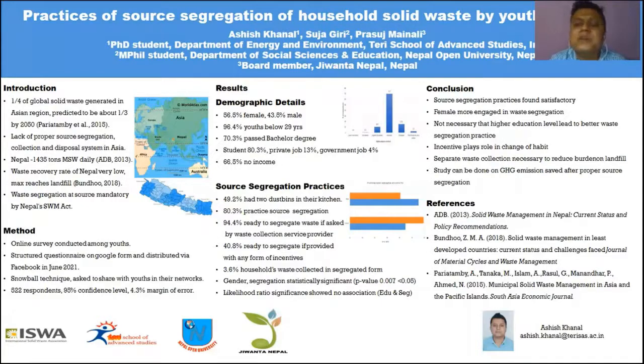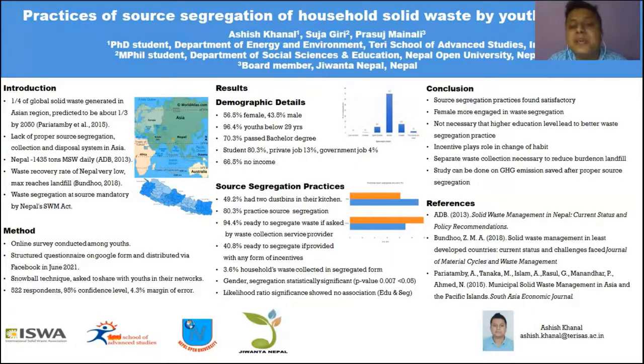On the basis of this, we came to the conclusion that the segregation practice is very satisfactory among the youths of Nepal. Females are more interested in source segregation. There is no relationship between education and segregation practices. Apart from that, incentive is very important to change the habit and behavior of people so they can be more involved in household source segregation of waste. If we do this, obviously it will lead to the least burden on the landfill site.